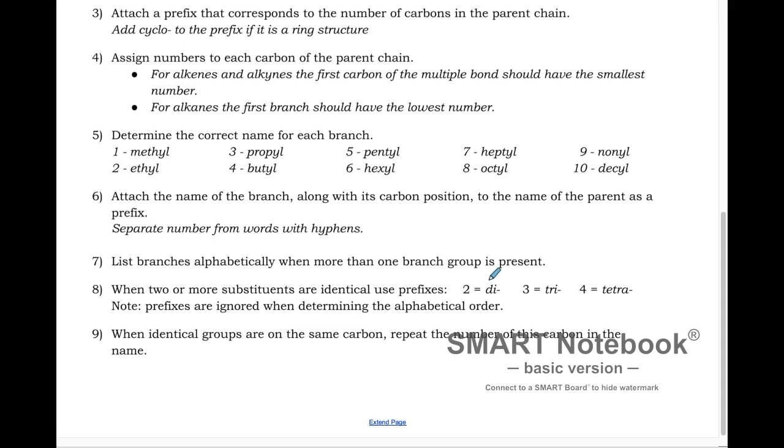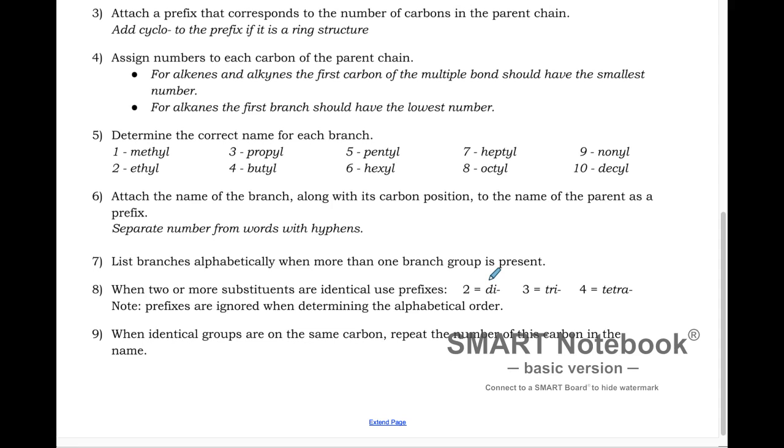So if you have multiple branches, just like off of a tree, for example, for us in our naming system, because we have different branches, to put them in an organized manner, we're going to put them in alphabetical order when naming it.